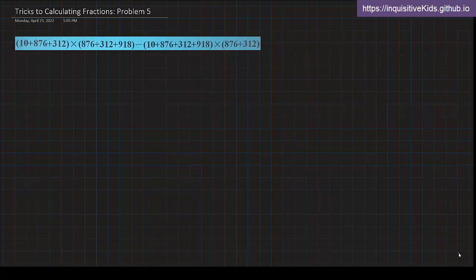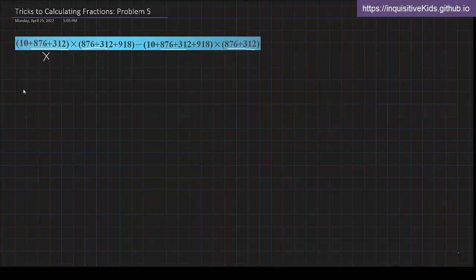So let's do that. First, what's a group of numbers that keeps repeating over and over again? That would be 876 plus 312. It appears here in this first parentheses, over here, and over here. And the 10s and 918s are also added to it, but I could just also write that down. So 876 plus 312, I'm going to call that maybe x.